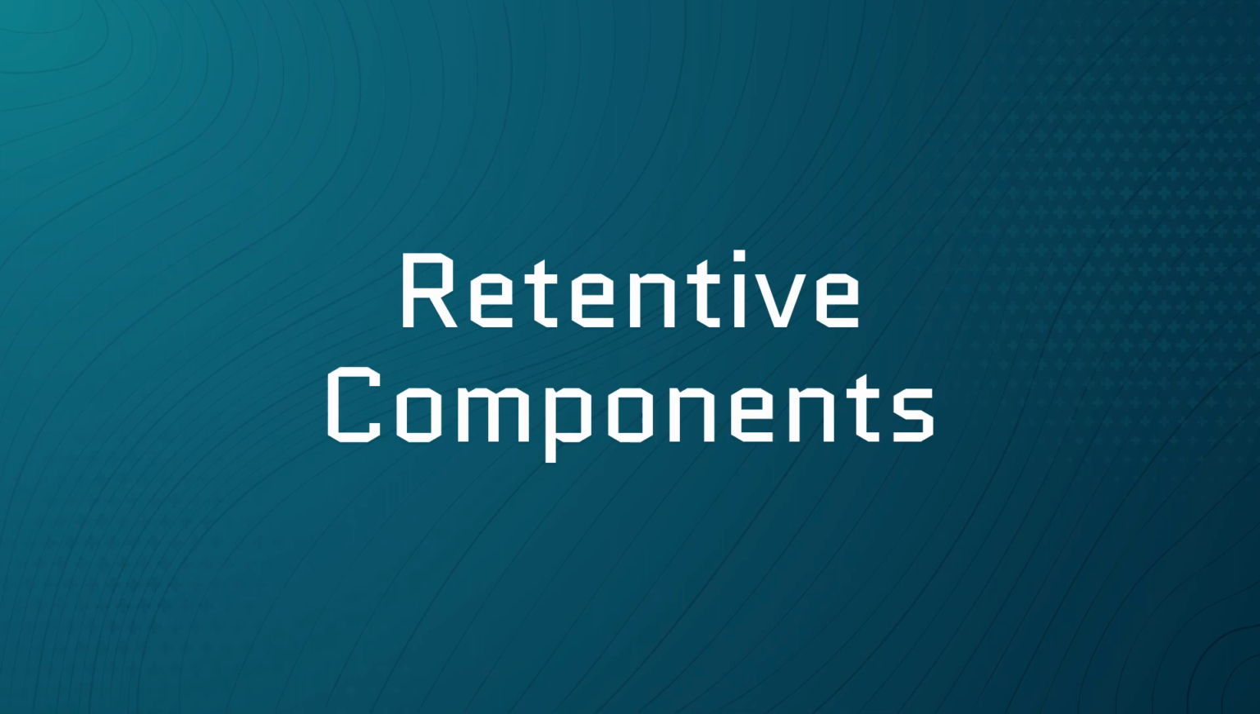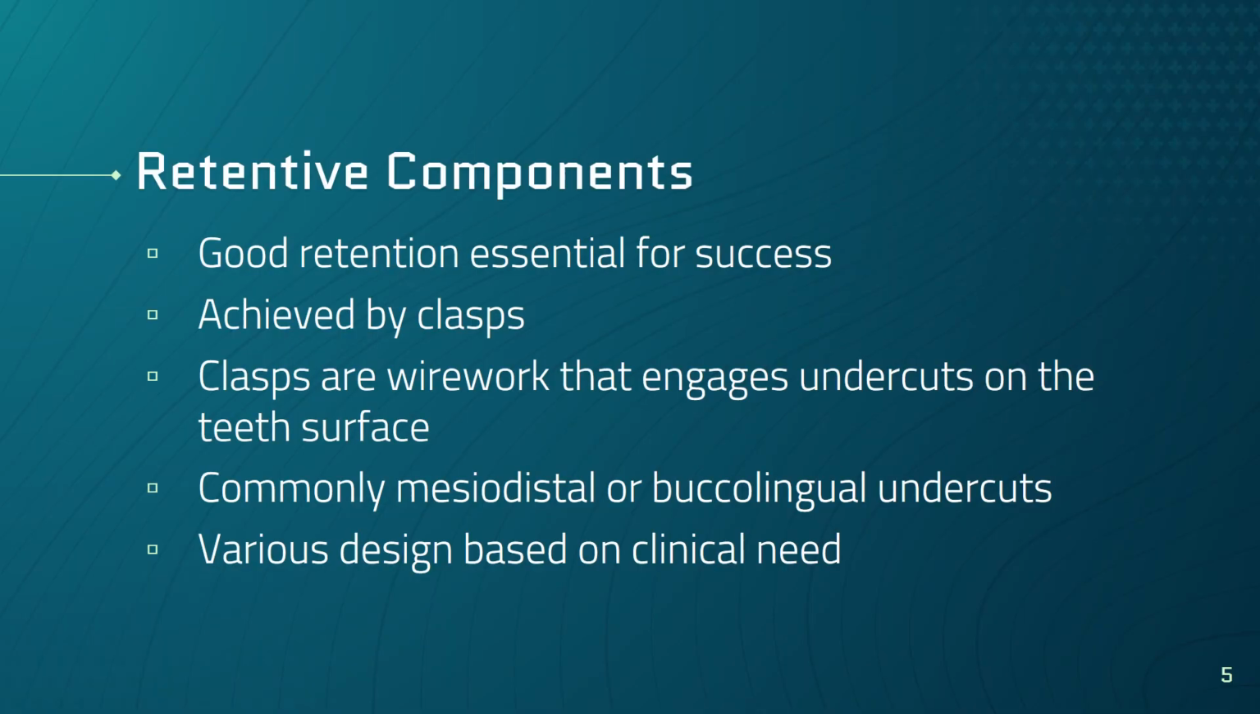Let's have a look at the retentive component. Retentive components are very essential to ensure good retention of the appliances, and good retention is necessary for the success of treatment. Retention is achieved by the use of clasps, and clasps are basically wire work that engages undercuts on the tooth surface. The most commonly used undercuts are the mesiodistal and buccolingual undercuts, and the designs vary according to the clinical needs.